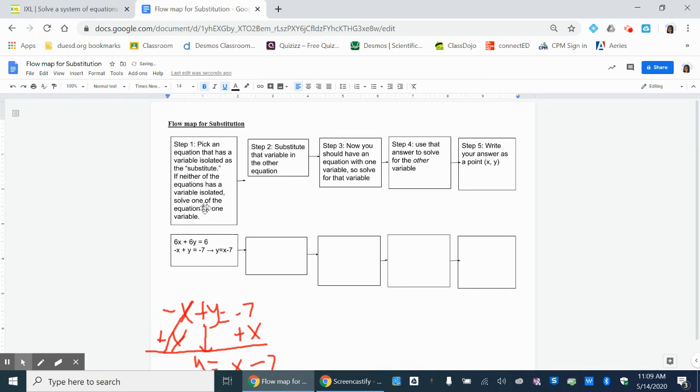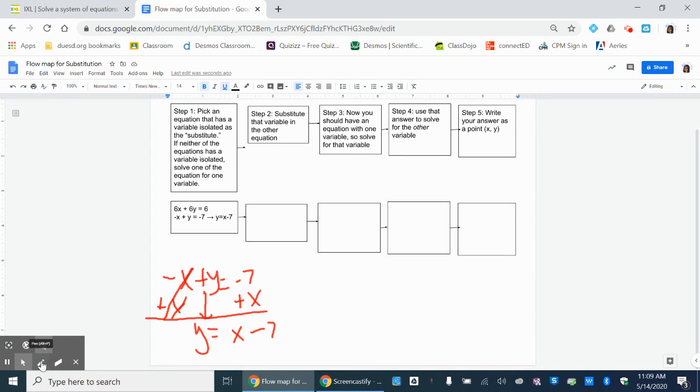And now I am going to pick that second equation as the substitute. Since y is isolated, it is going to get substituted. It's going to get replaced. And what it equals, this x minus 7, is going to be your substitute. It's going to be the substitute for y.